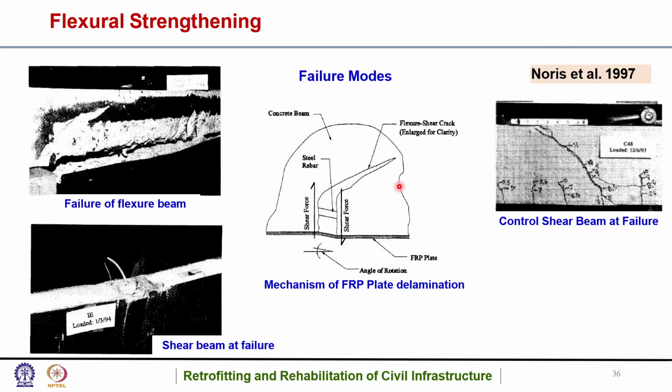Okay, so they also showed the failure modes. So this was the failure of a flexural beam, this was a shear beam at failure, this was the mechanism of FRP plate delamination. So delamination was the separation of the surface layer. Okay, and this was a flexural shear crack enlarged for clarity. So if you remember, the shear cracks were always the diagonal cracks and flexure was the tensile cracks. So it was a combination of both, so it is a flexure shear crack. Okay, and this is a control shear beam at failure. So these were the values basically.